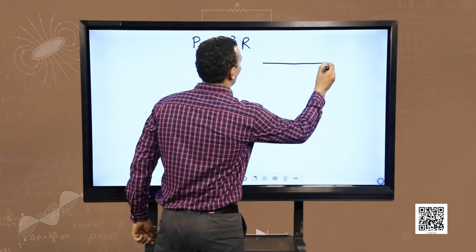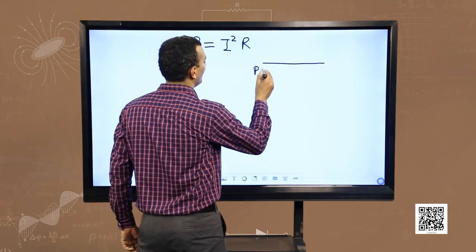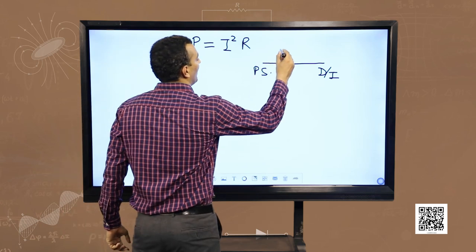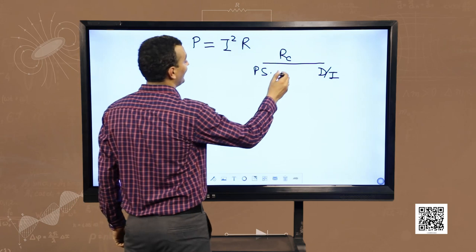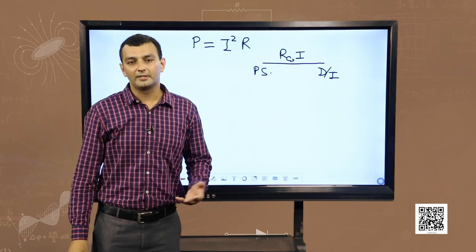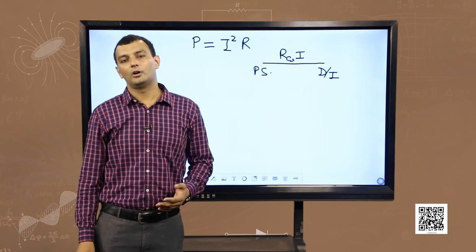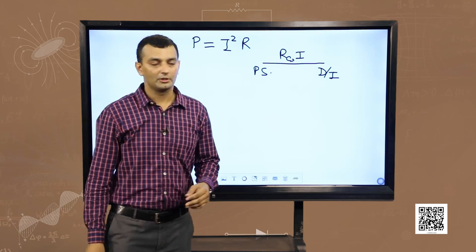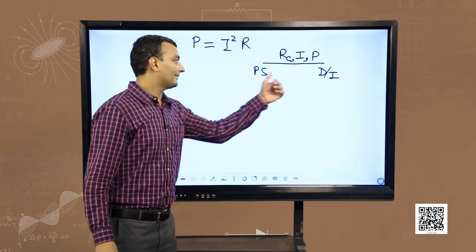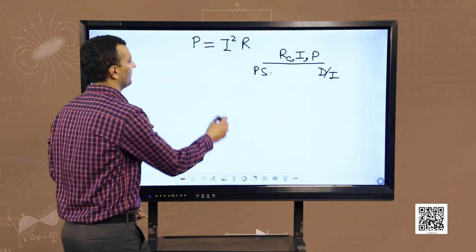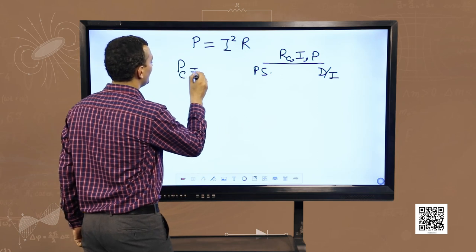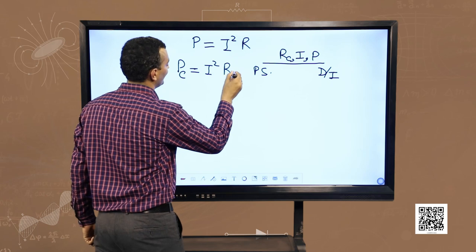So, let us suppose that this is the transmission cable from the power station to the domestic or industrial supply. It has a finite resistance, say RC, and it is carrying a current I. As we are aware, these transmission cables carry a certain power, it may be in megawatt or maybe kilowatt or maybe any other unit. So, let us suppose that this cable has to carry a power P. Using this, we can find out the power dissipation in this cable. As this expression suggests, the power dissipated in the cable is PC equals I square RC.